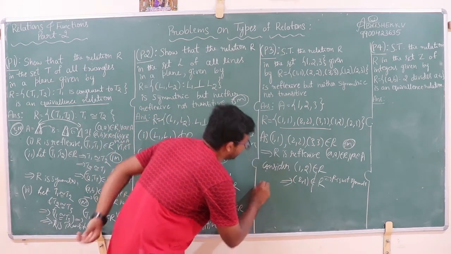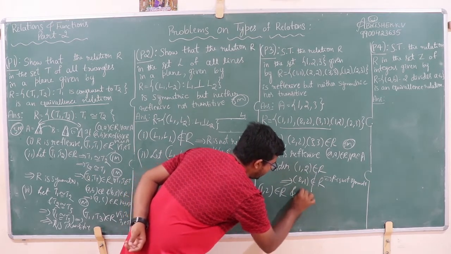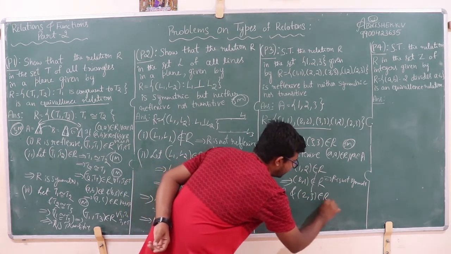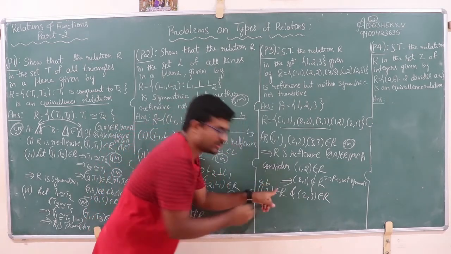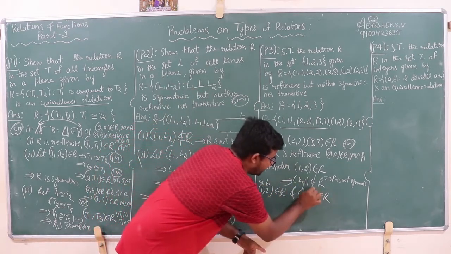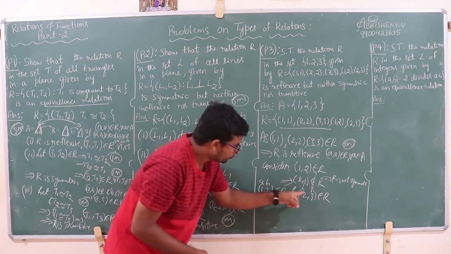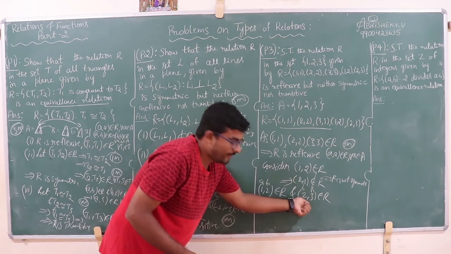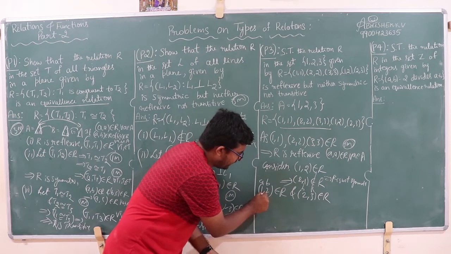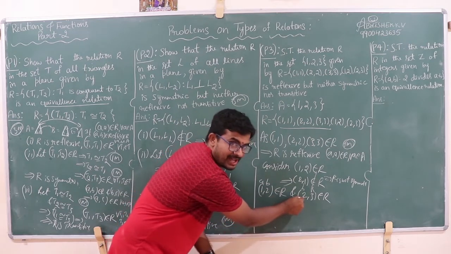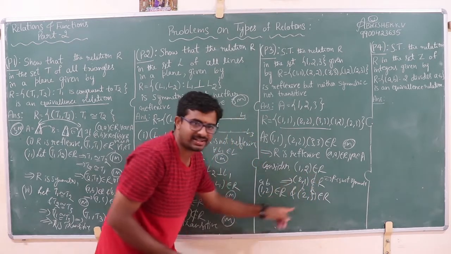Again, for transitivity, we need to consider (1, 2) belongs to the relation R and (2, 3) belongs to the relation R. See, to prove transitivity, if (a, b) belongs to the relation R, then (b, c) as well. The second element of the first pair should be the same as the first element of the second pair. See, here 2 is the second element, here 2 is the first element. That is (a, b), (b, c). We should consider like this.